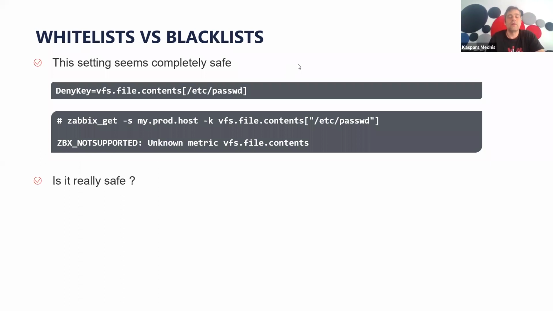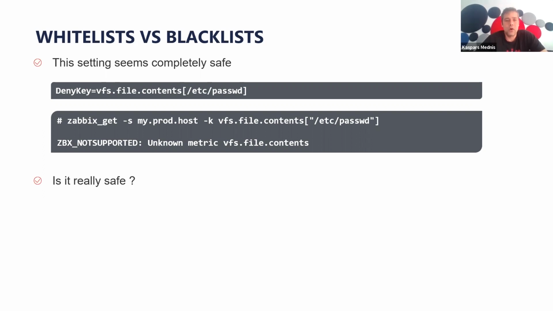Those were all the notes, and now one more piece of advice from my side. What to choose: a whitelist or a blacklist? Which is better, of course, depends on the situation, but this slide will give you one warning. What may happen if you rely completely on blacklists? Look here: DenyKey=vfs.file.contents[/etc/passwd]. Explicitly, you have denied this file and you think that you are completely safe. It's denied even without a wildcard.